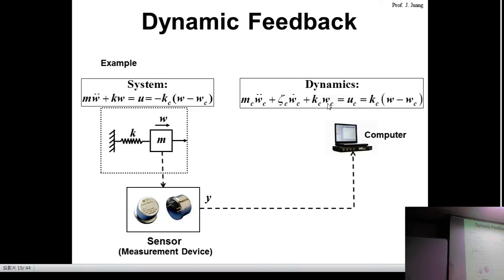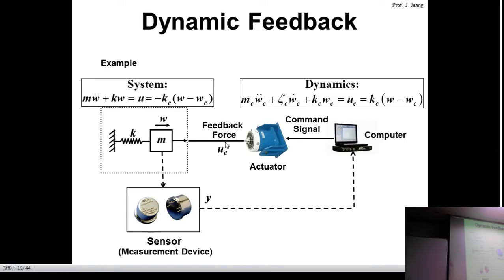All right. Then why do I want to do that? Let me show you. So I designed a command signal. That command signal is Uc. That Uc is equal to, wait a second, that Uc is equal to minus Kc parentheses W minus Wc. This Wc is coming from the computer. The computer will integrate a differential equation to give me Wc. And this W is from measurement.